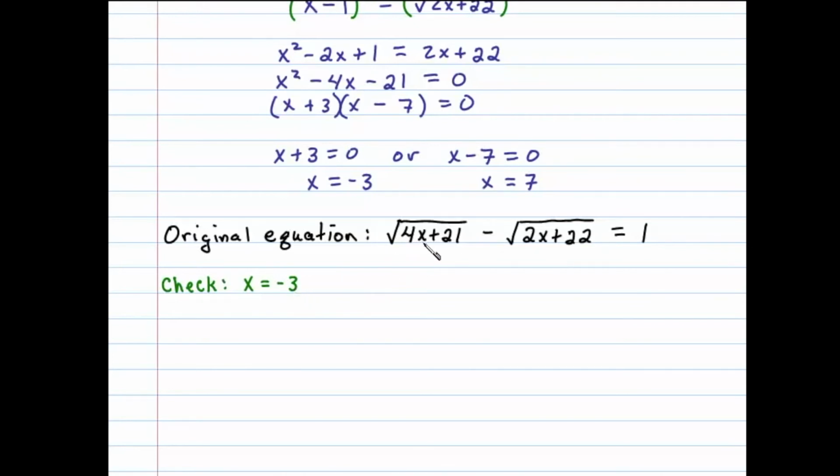Substituting in negative 3, we have 4 times negative 3, which is negative 12. Negative 12 plus 21 will leave us with 9. So we have the square root of 9 minus 2 times negative 3 is negative 6. Negative 6 plus 22 is 16. So the square root of 9 minus the square root of 16, the question is, does that equal 1? Well, we can see here 3 minus 4 certainly does not equal 1. And that doesn't give us a true statement, so negative 3 is an extraneous solution. We'll disregard that answer.